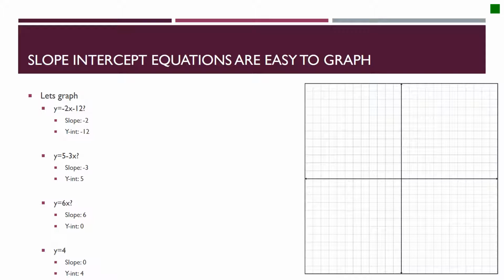So for our first equation, y equals negative 2x minus 12, we identified that our slope was negative 2 and our y-intercept is negative 12. Well, the y-intercept is the location where our line crosses our graph. So we're going to count down 12, and hopefully there's enough room on here. 1, 2, 3, 4, 5, 6, 7, 8, 9, 10, 11, 12. So down here is the location negative 12 for our y-intercept.